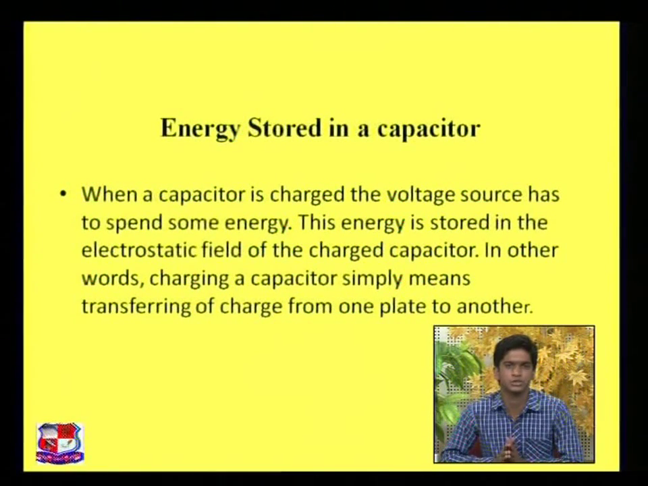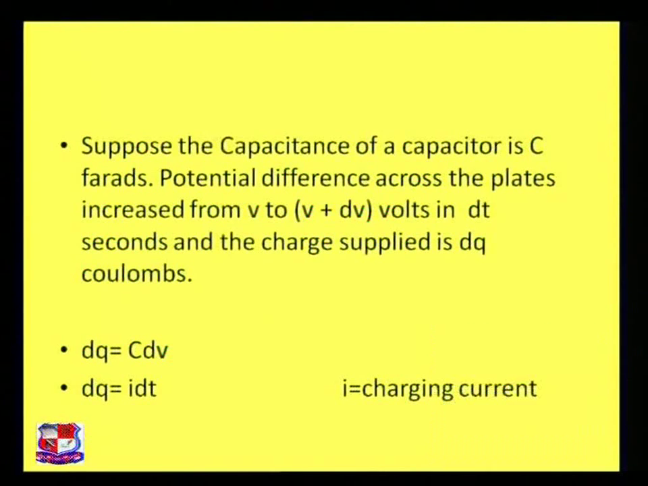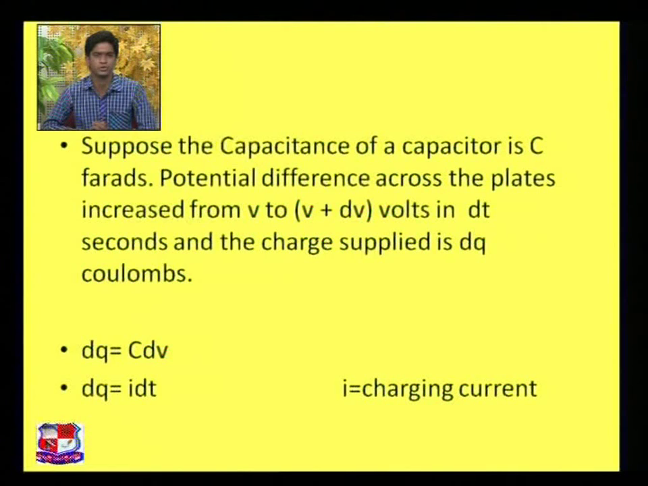So how much energy is stored in the capacitor? We have an equation. Suppose the capacitance of a capacitor is C farads. Potential difference across the plates increased from V to V plus dV volts in dt seconds, and the charge supplied is dq coulombs. So we can write that dq is equal to C into dV, where dq is the change of charge and dV is the change of voltage. We know that q is equal to CV, so that we can write that dq is equal to C into dV. After that, the second equation is dq is equal to I into dt.